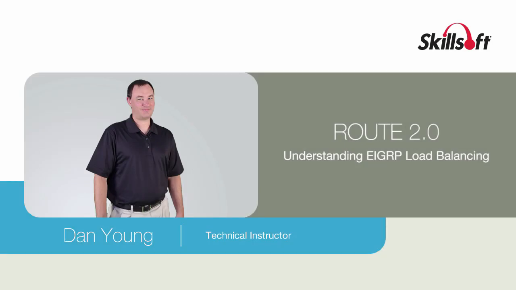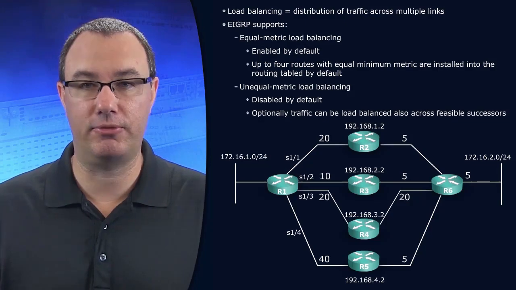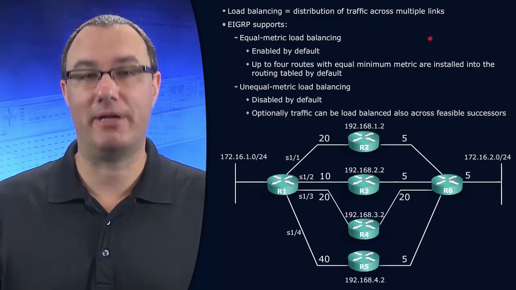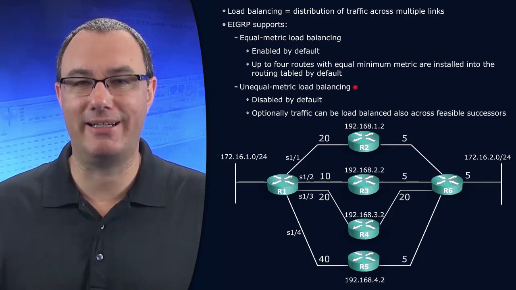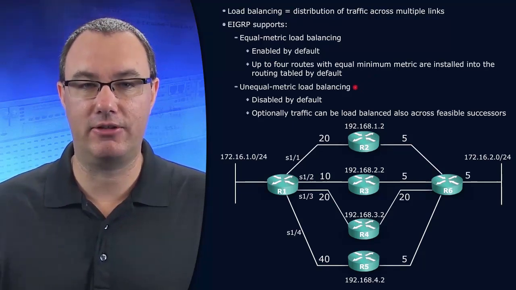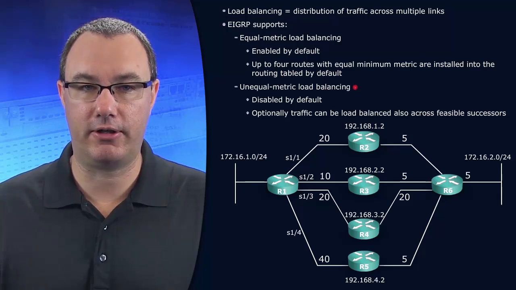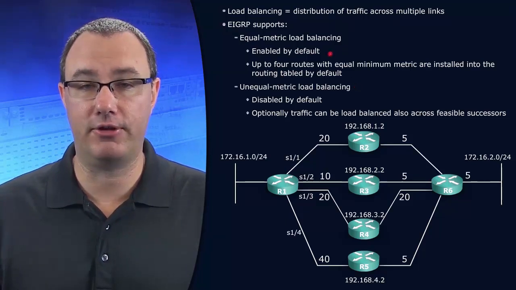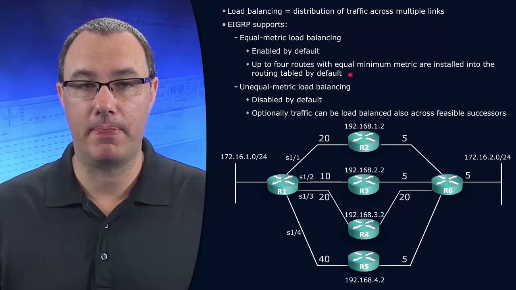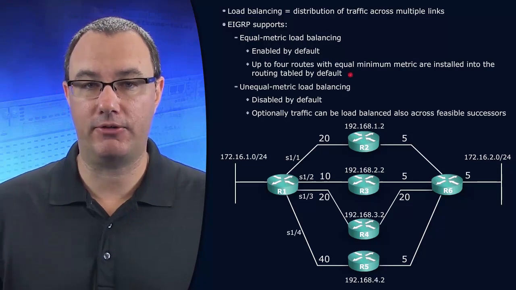EIGRP is a very unique routing protocol in many circumstances and from many perspectives, but nowhere is it so strikingly different as its load balancing characteristic. Now, EIGRP does support equal cost load balancing, as does every single IGP. They all have equal cost load balancing on 4 equal paths by default.